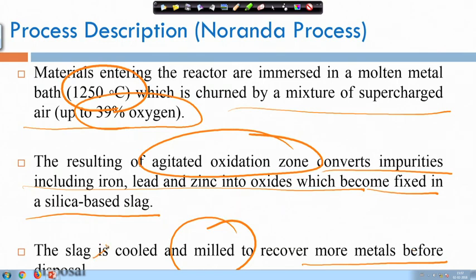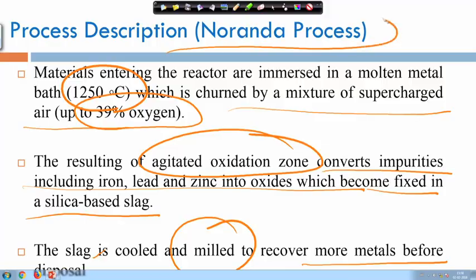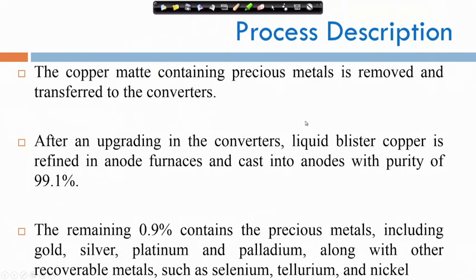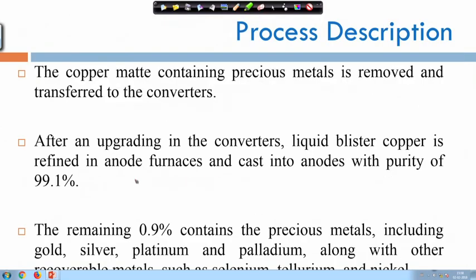So, these are different ways. Again, it's called the Noranda process, which is being used in other areas too. This is how metals could potentially be recovered from electronic waste. The copper containing the precious metal is removed and transferred to the converter. After upgrading in converters, the liquid blister copper is refined at the anode furnace and cast into anodes at a purity of 99.1%.